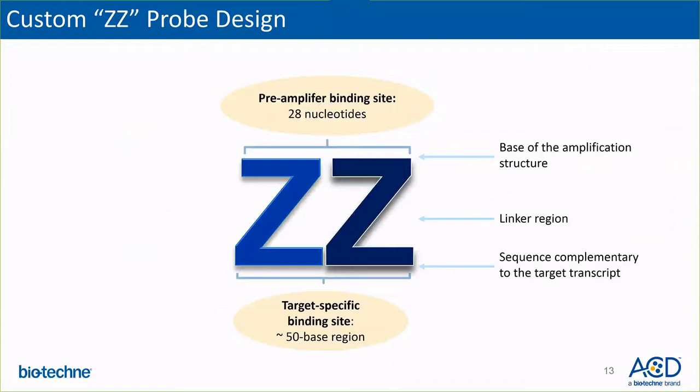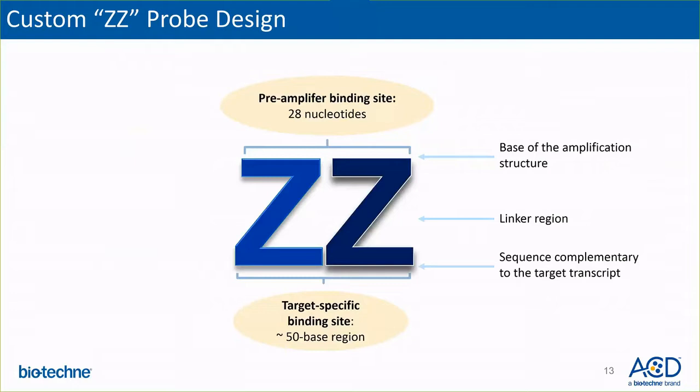The primary feature of our RNAscope technology is the probe design. Represented here are the oligonucleotide target-specific probes as double Zs. They have two unique regions connected by a linker. Additionally, each one of these oligonucleotide sequences has been designed using an informatics algorithm, which selects sequences that specifically bind to the target sequence of interest. This design ensures that the oligonucleotide sequences do not cross-hybridize with any other sequences.